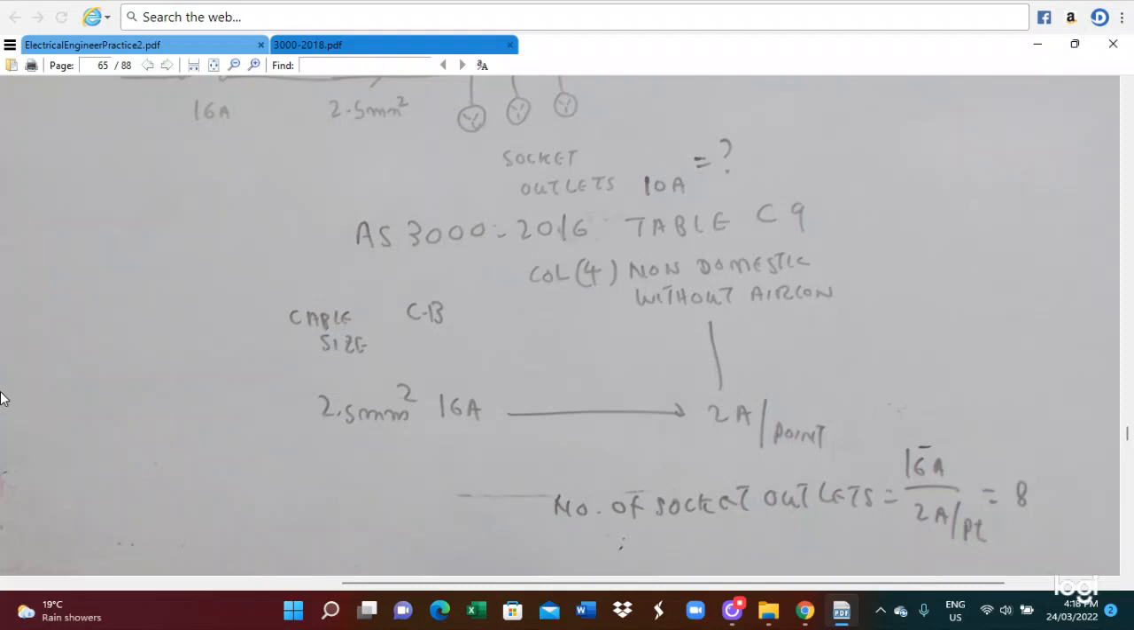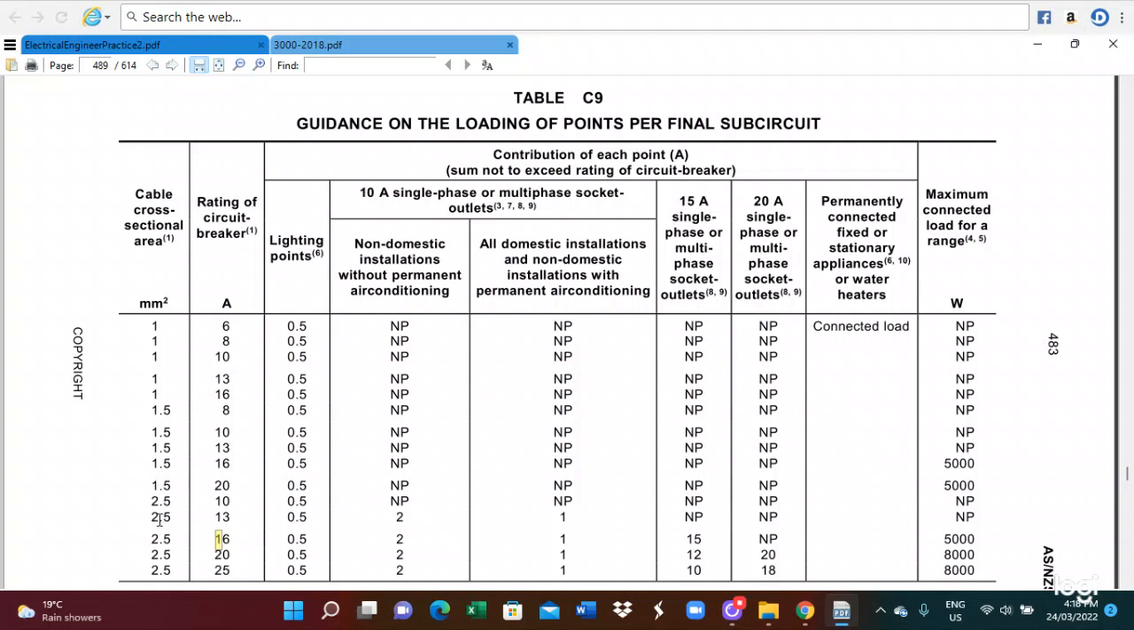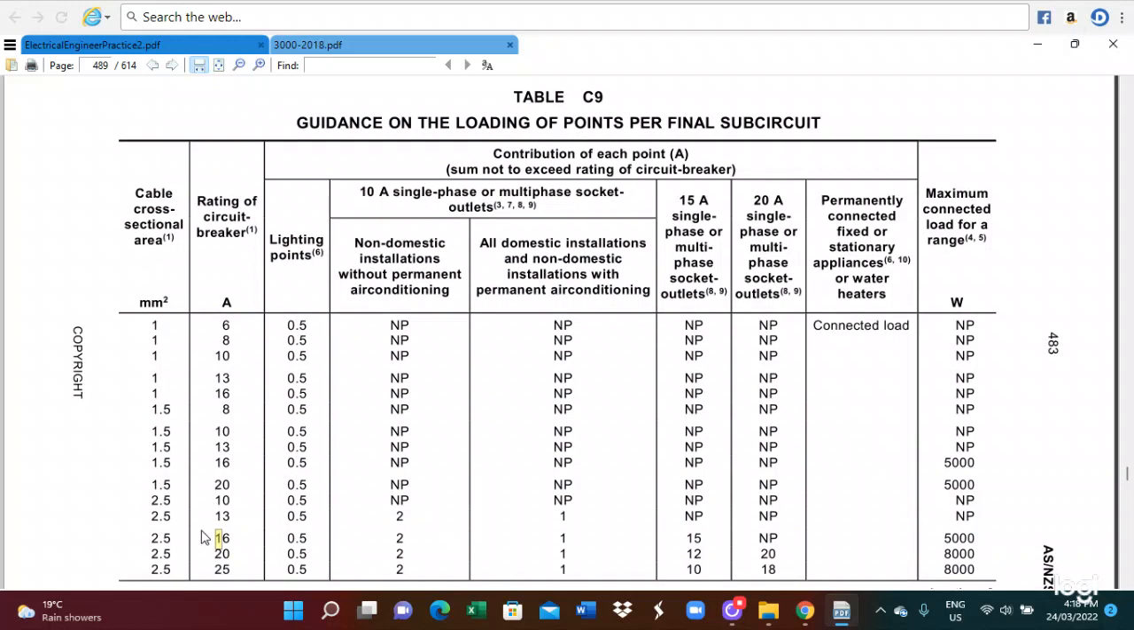So non-domestic installation without air conditioning. So this table, 2.5 millimeter squares are cable size and a 16 ampere circuit breaker. So every 10 ampere socket outlet draws the 2 ampere. So that we use a 16 ampere circuit breaker. So this 16 divided by 2, you got it. You can install the 8 number of the socket outlets. So this is the way we calculate it.